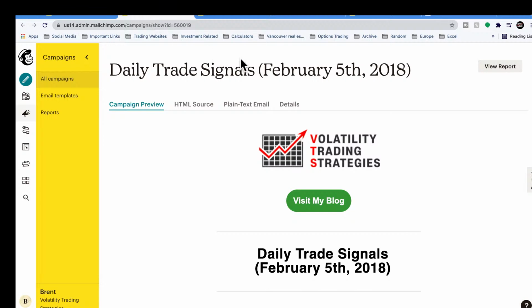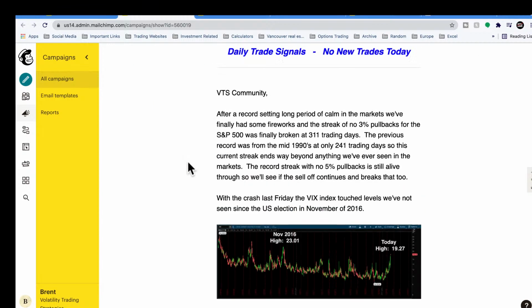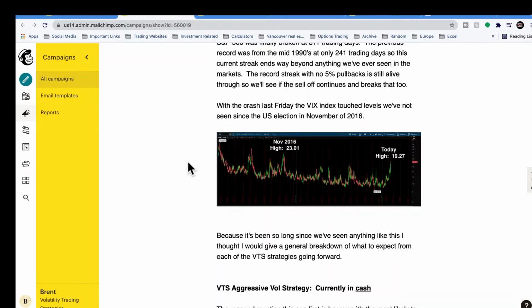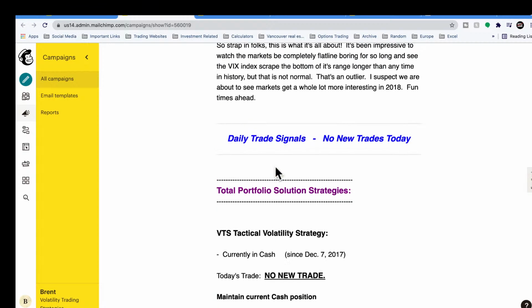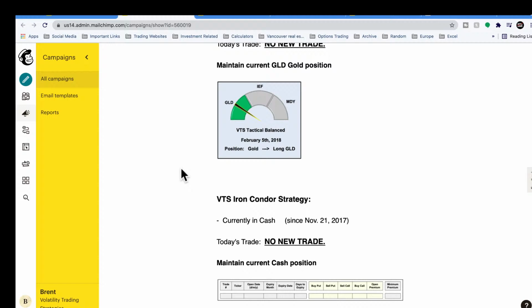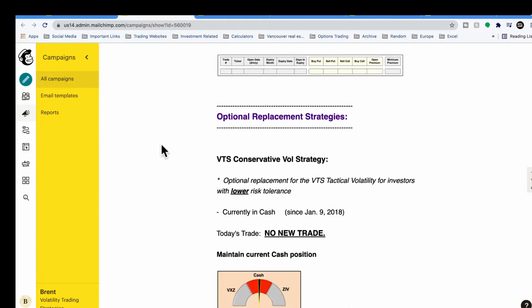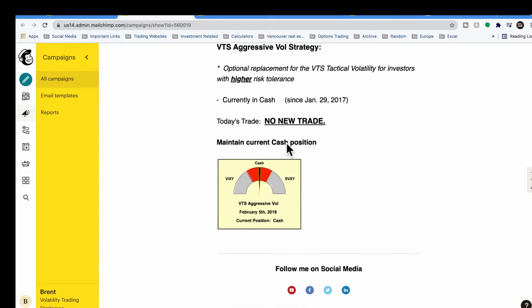And again, if you want to see another example, the third example, Volpocalypse 2018, February 5th, the second worst day in history, we'll call it. We'll still say Black Monday was worse. But here, again, cash, moving to gold. We were already in bonds on the 30th of January. Options were already closed out. Conservative vol was already in cash. Aggressive vol was already in cash since January 29th.